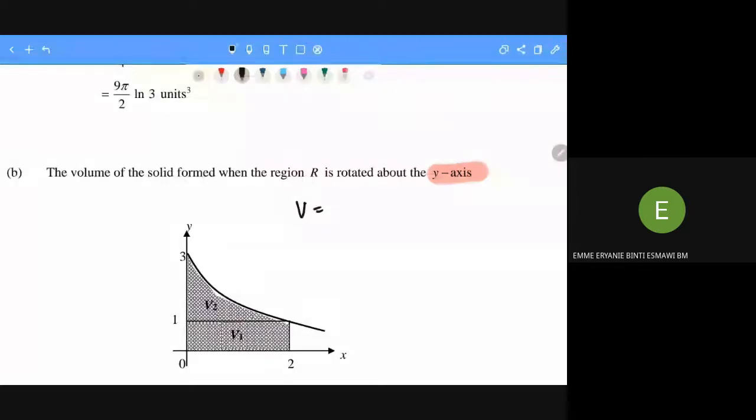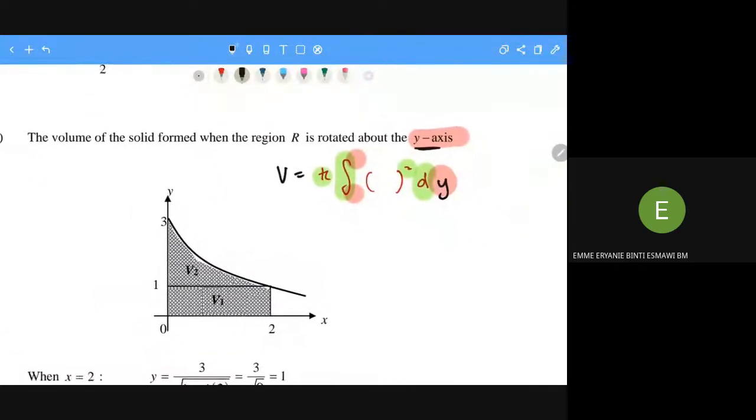Jadi, jangan risau. We know what's the formula. We know there must be pi, we know there must be integral, we know there must be bracket square. Itu adalah 1, 2, 3, 4 kali hijau tadi tu. And then this color orange tu duduk dekat atas, untuk atas dengan bawah of the integral sign. And also, kalau ni rotate about y, maksudnya di y. So, limit pun mesti in terms of y.